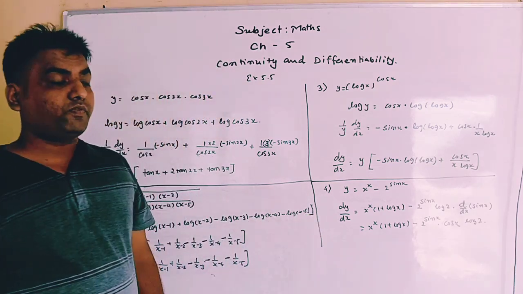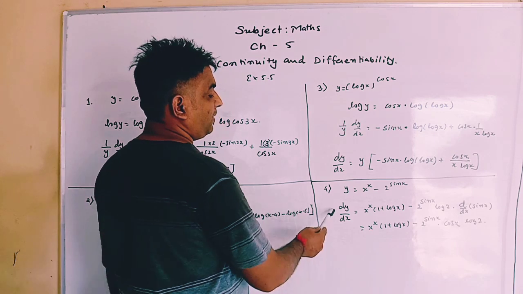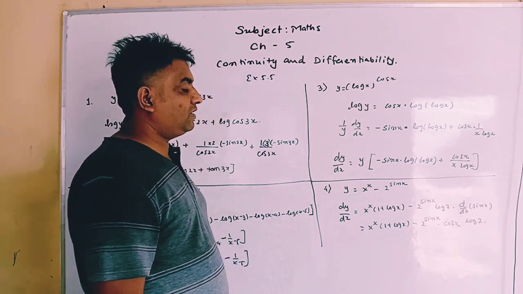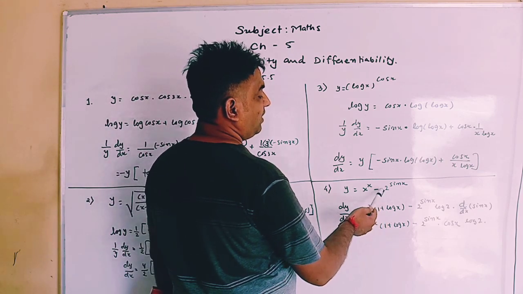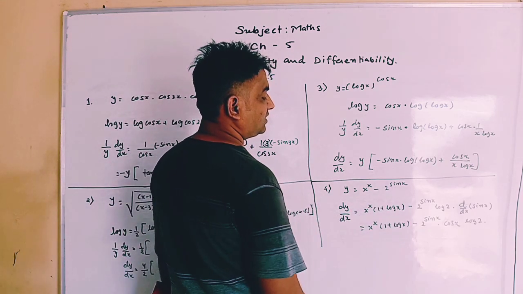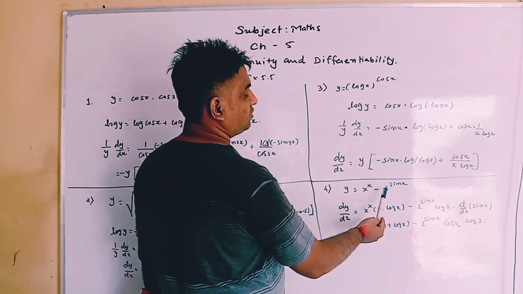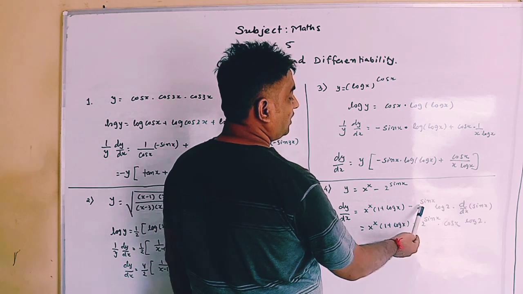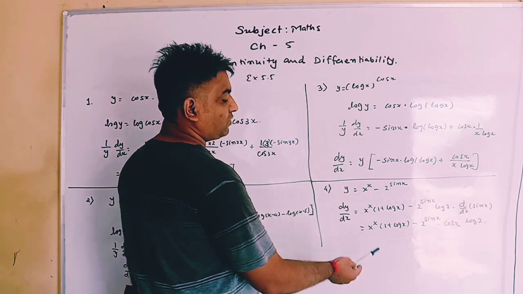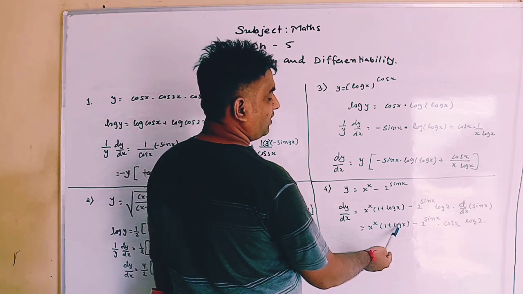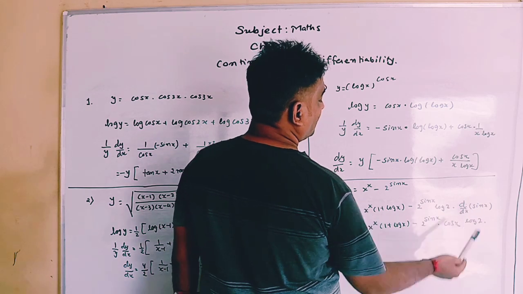Then the fourth question: y equals x to the x minus 2 to the sin x. So differentiate with respect to x. For x to the x, we have already studied that the differentiation is x to the x into (1 plus log x), minus the differentiation of 2 to the sin x. We know that 2 to the x differentiates to 2 to the x log 2, so 2 to the sin x differentiates to 2 to the sin x log 2, and sin x is differentiated by the chain rule. And so we have the final answer: x to the x into (1 plus log x) minus 2 to the sin x into cos x into log 2.